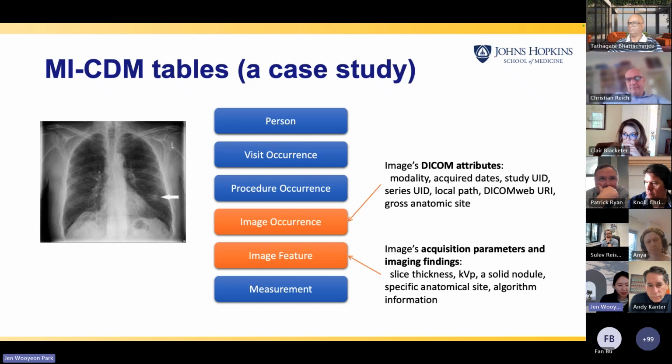The image feature table will include slice thickness, kVp, and interpretation such as solid nodule, or, if an algorithm was run on these images, algorithm information will be stored there as well. It will hold a specific anatomical site such as left lower lobe, and connect to other clinical domain tables such as measurement. The measurement table will further explain what the slice thickness is, which is 1 millimeter, or how big the solid nodule found in that image was, maybe 8 millimeters.